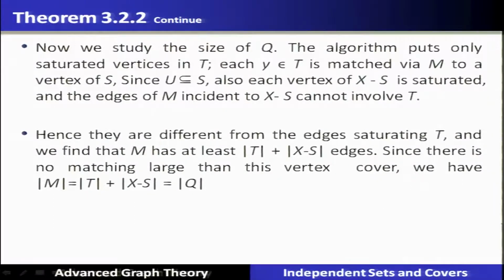So, each Y which is there in T is matched via M to a vertex of S, hence U is a subset of S. Also, each vertex of S minus X is saturated, and the edges of M incident to X minus S cannot involve T, hence they are different from the edges saturating T, and we find M has at least T plus X minus S edges. Since there is no matching larger than this vertex cover, we have concluded that the cardinality of M is equal to the cardinality of T plus the cardinality of X minus S, that is nothing but Q.